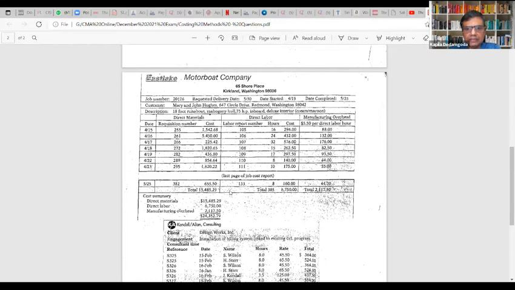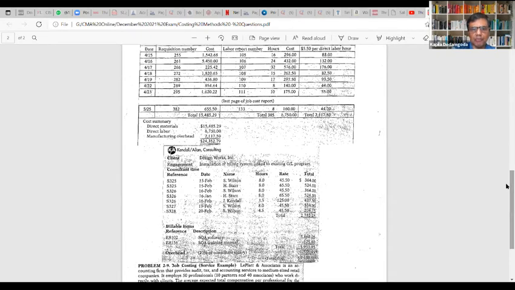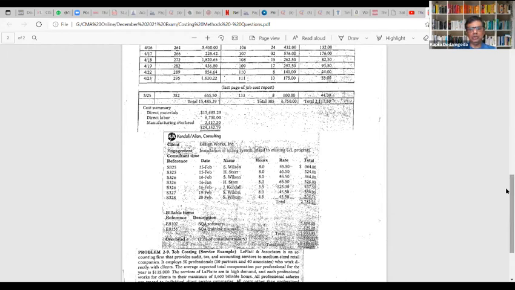Is that clear? Okay, right. So now I'll give you another 2 minutes to go through this. This is the same scenario, but not a manufacturing organization. It is a service organization. Just take 2 minutes and see whether you can grasp this.